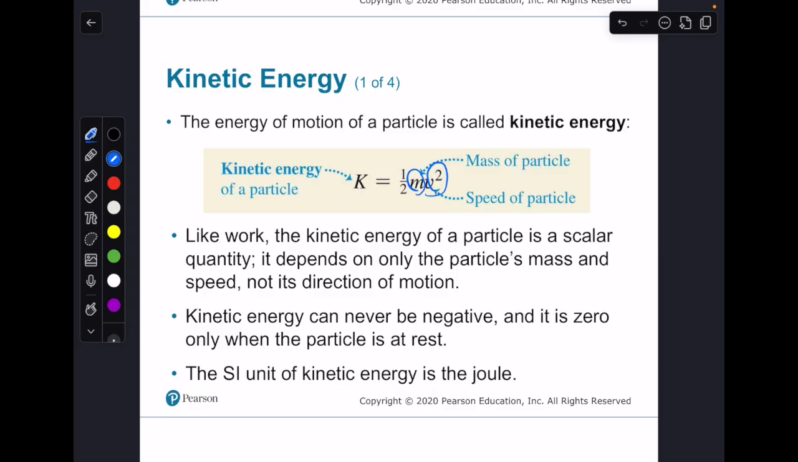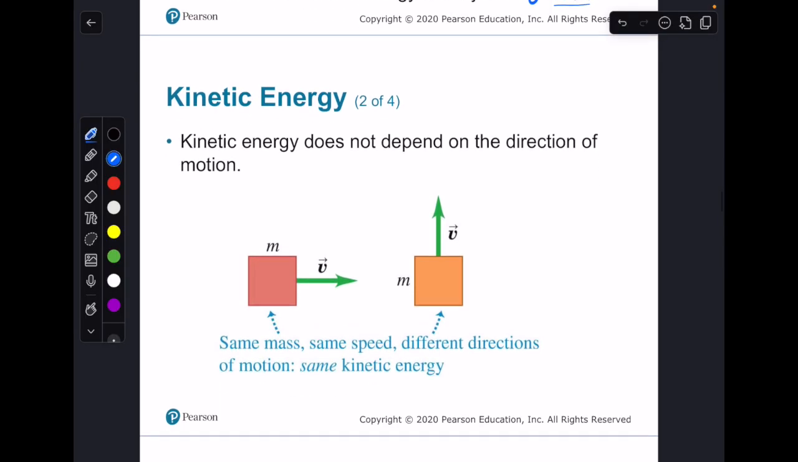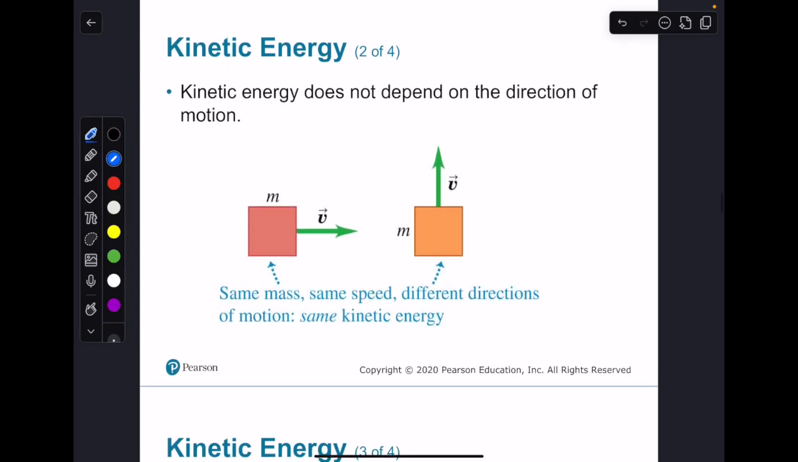A joule is a Newton meter. So you can already see that if the units of work and kinetic energy are the same, they have to be related to one another. Just to elaborate, kinetic energy doesn't depend on the direction that the object is moving. It can be moving up, down, left, right. The speed is what matters, and the mass of the object is what matters. So these two objects have the same kinetic energy, even though they're moving in different directions.